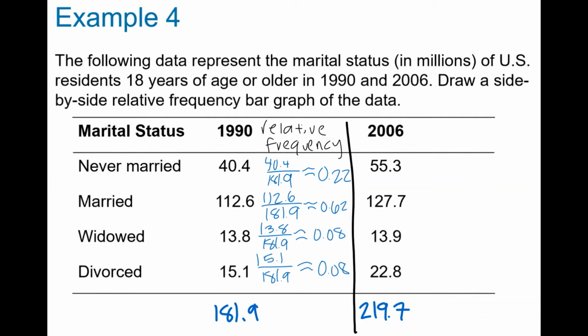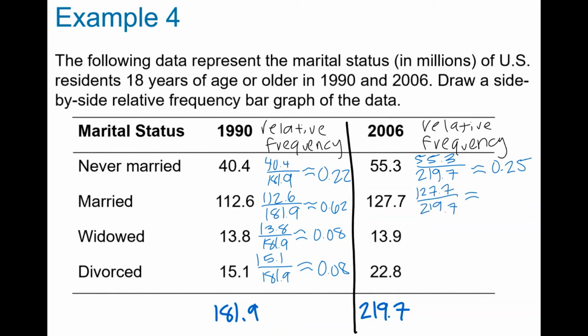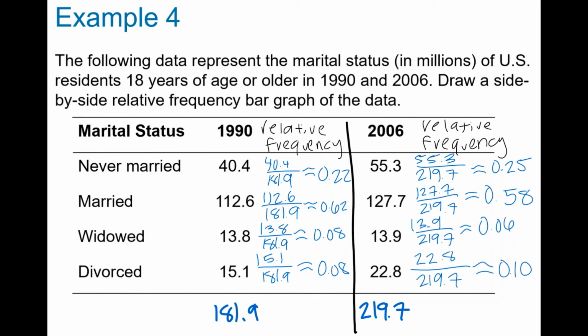Now let's compute the relative frequencies for 2006. First, we have 55.3 divided by 219.7. Rounding to 2 decimal places, we get approximately 0.25. Next, we have 127.7 divided by 219.7, and we get approximately 0.58. Now let's complete the rest of the frequencies. Now that we have the relative frequencies, we can construct the side-by-side bar graph.